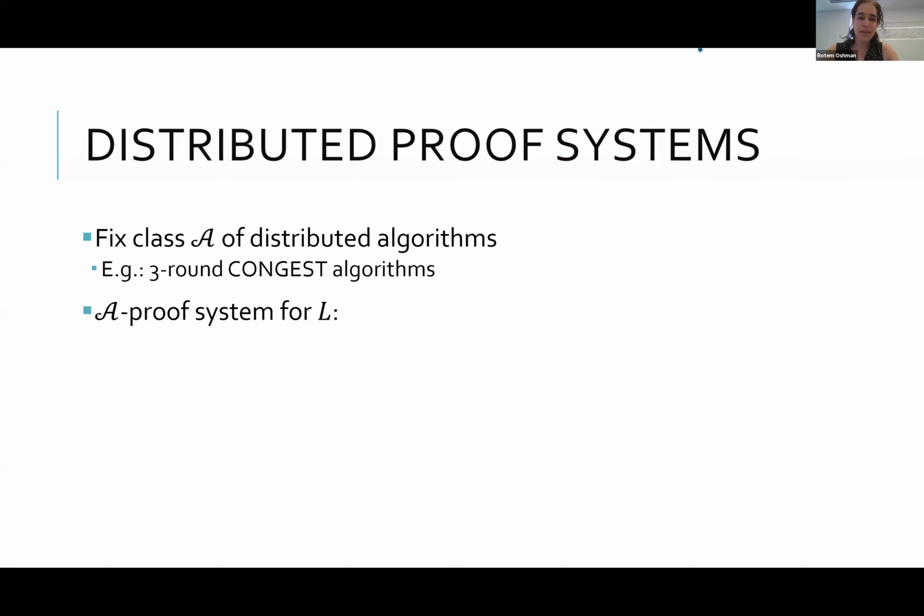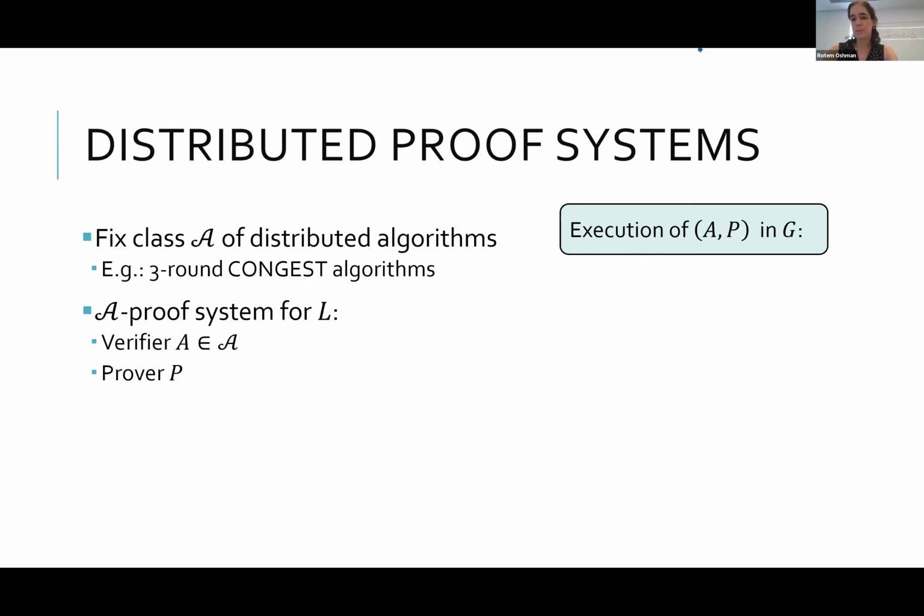And parameterized by this class, a proof system is a pair of a verifier and a prover. The verifier is an algorithm from the class that I fixed. And the prover is completely unbounded in every way. It sees the entire network. If there's input, it sees the input as well. And it's going to try to convince me that my input is in the language L.